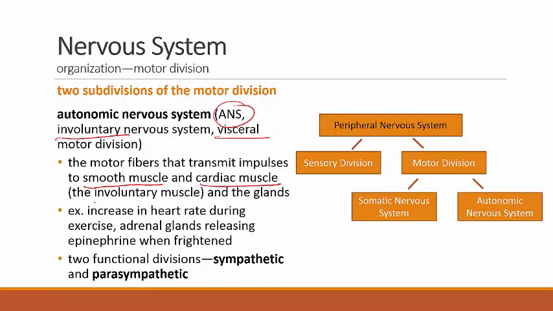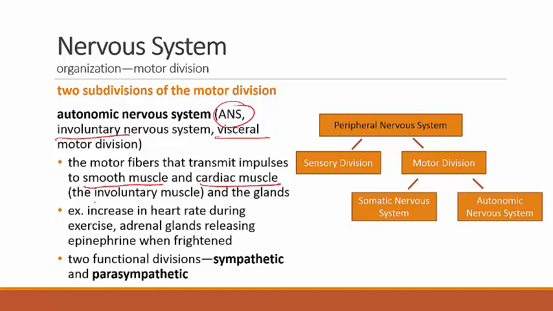So, for instance, as you're exercising, what are some things that happen in response to exercise? Well, one of them is that the heart rate is going to increase. If you get frightened because you're watching a scary movie, then the adrenal glands are probably going to release some epinephrine in response to that. So these are both involuntary responses.